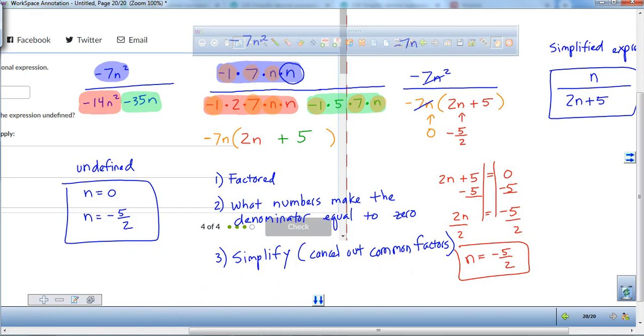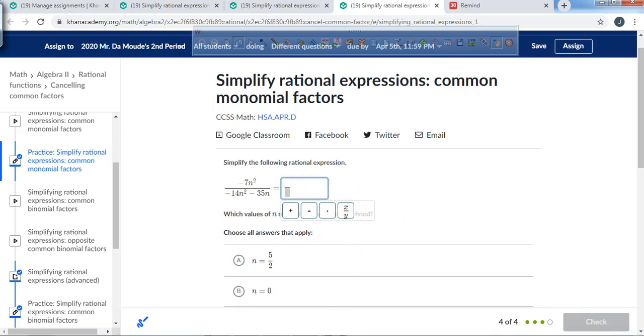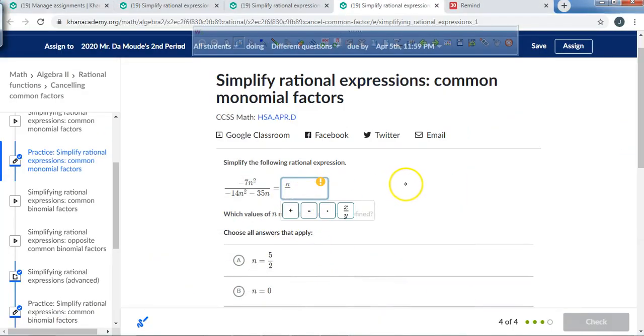So I'm going to go over here. I'm going to make a little fraction bar. In the numerator, I'm going to put n. And in the denominator, I'm going to put 2n plus 5.